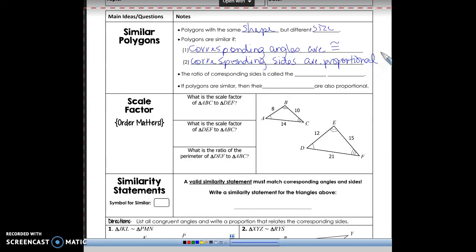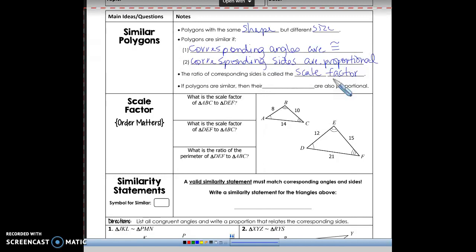The ratio of corresponding sides, that number over some number, is called the scale factor. Well, when else did we talk about scale factors? We talked about scale factors in dilations. Therefore, dilations with that scale factor, 2-to-1 or 3-to-4, give you similar figures.